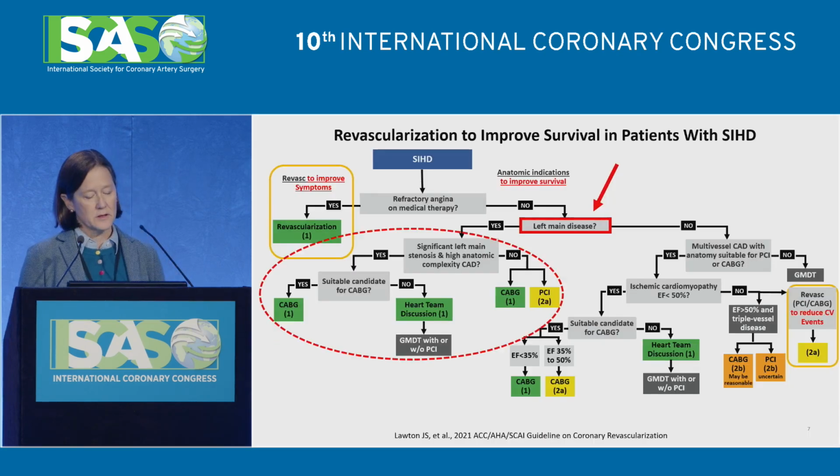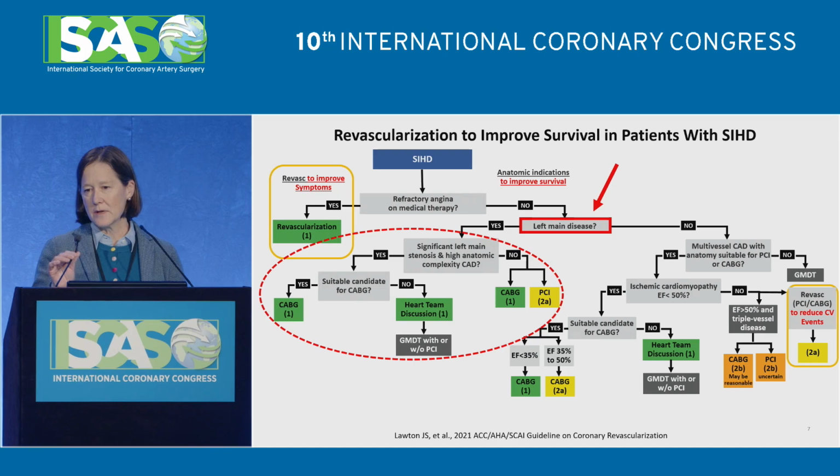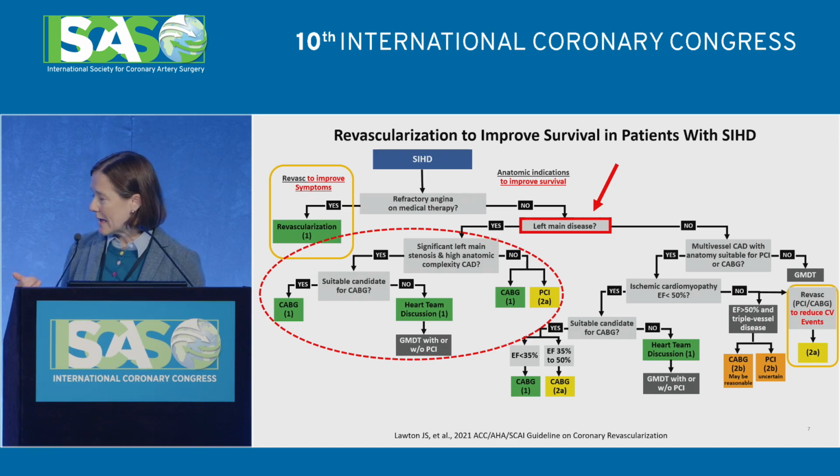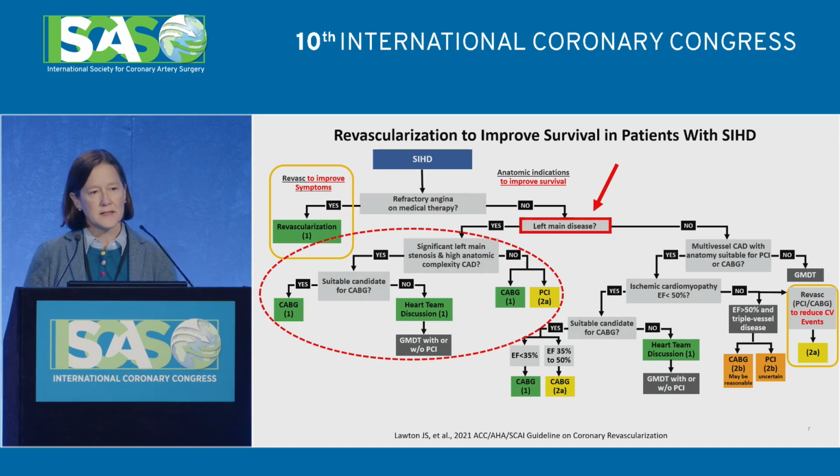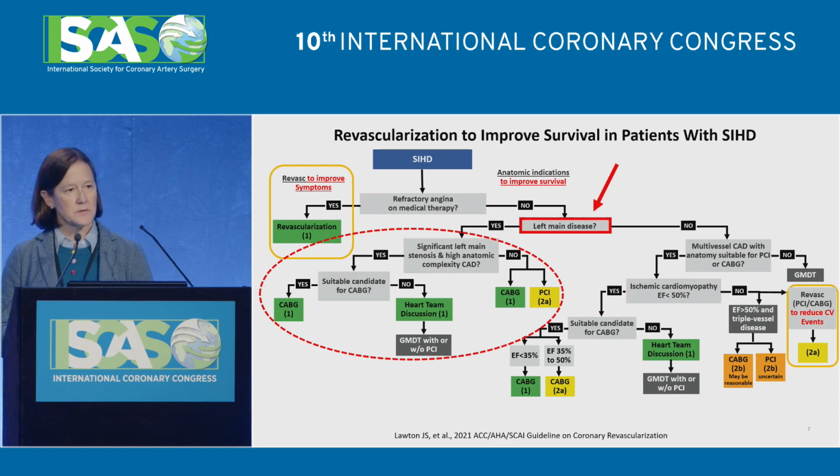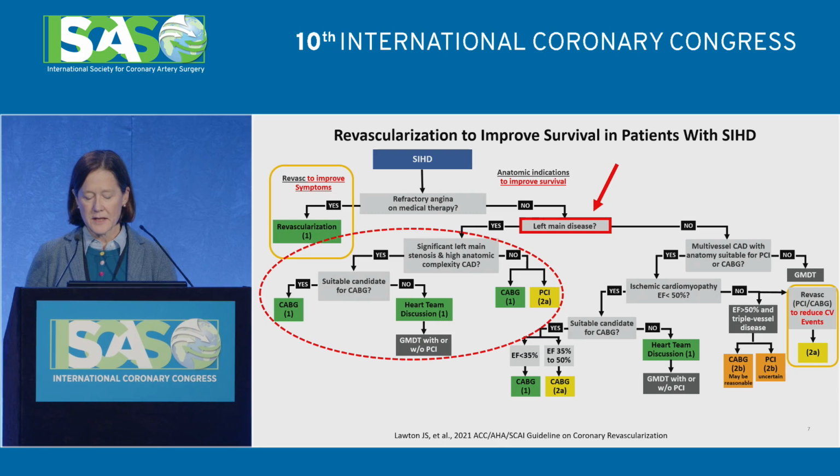So if we look at the current US guidelines, this is an algorithm for patients with stable ischemic heart disease, which I assumed this patient would have, a 60-year-old isolated left main. And then we look at the red circle, which includes those patients with isolated left main disease. So we're not talking about diabetic patients. We're not talking about low ejection fraction patients, patients with unstable angina, patients with cardiomyopathy.